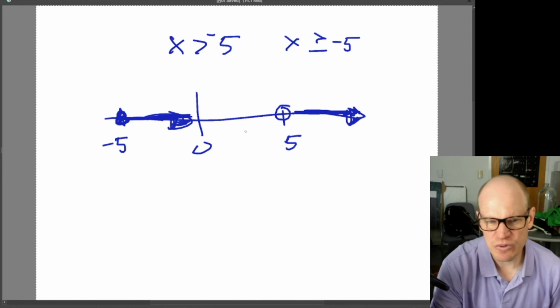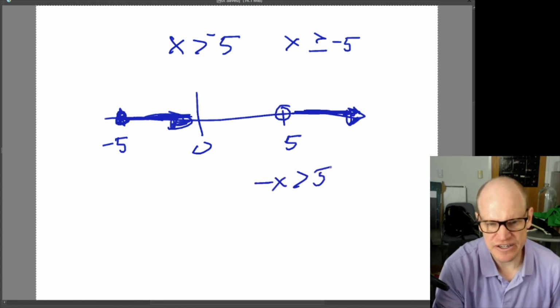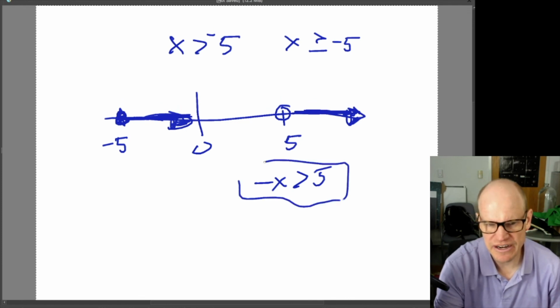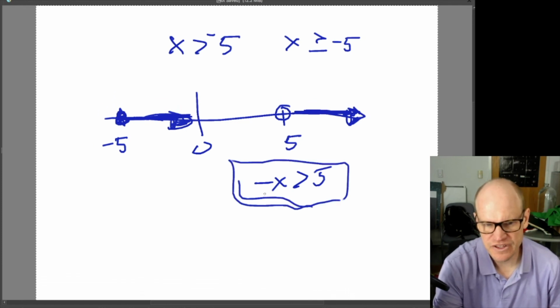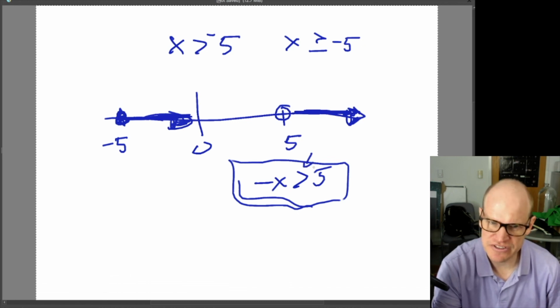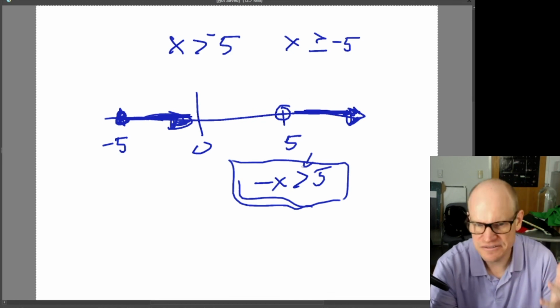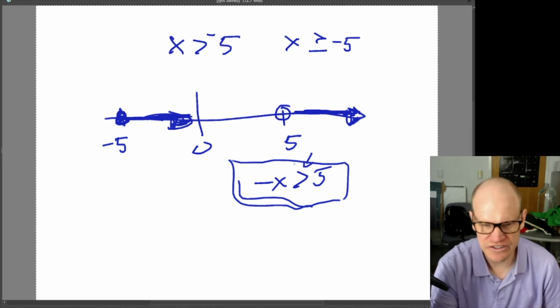Okay, but now what if you have minus x is greater than 5? And this is a place where people get hung up. How do you deal with this negative sign? It ends up that you flip this inequality sign, but how do you know when to do it? How do you know when not to do it?